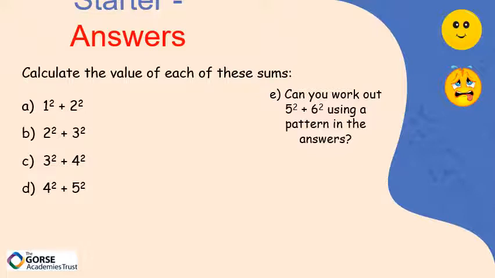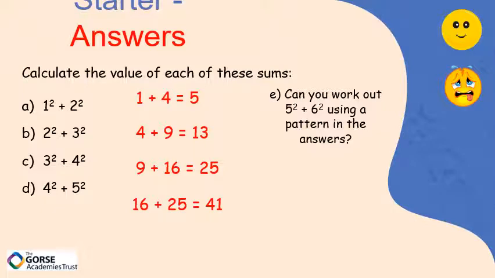Okay, let's go through the answers. So part A, 1 squared plus 2 squared. 1 squared is 1, 2 squared is 4. So 1 add 4 is 5. Next one, 4 add 9 is 13. 9 add 16, 25. 16 add 25 is 41.